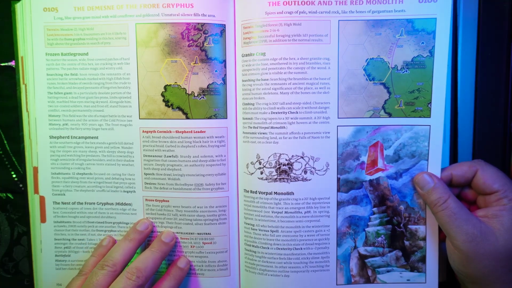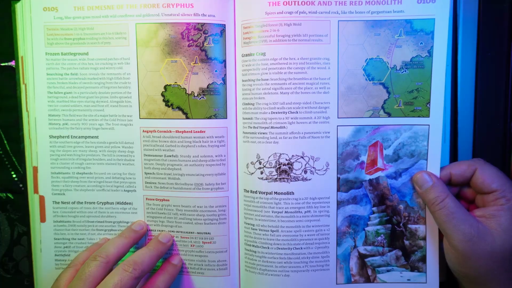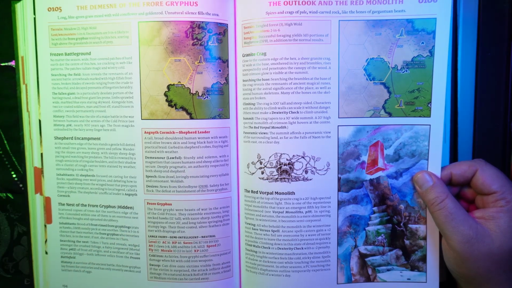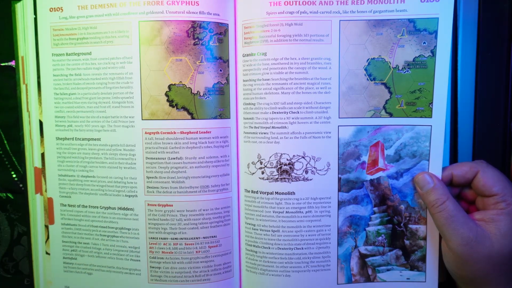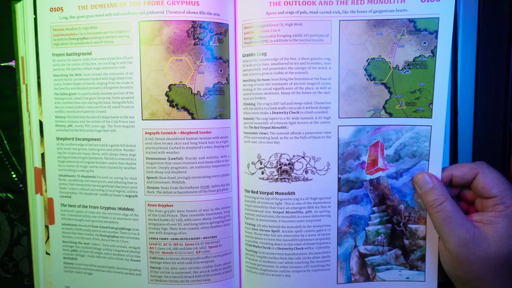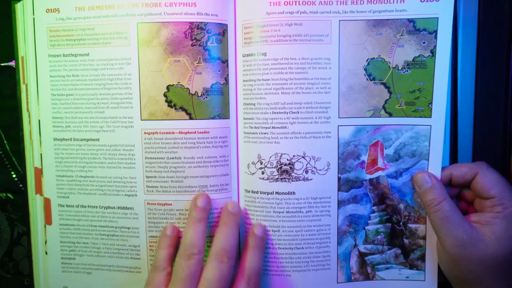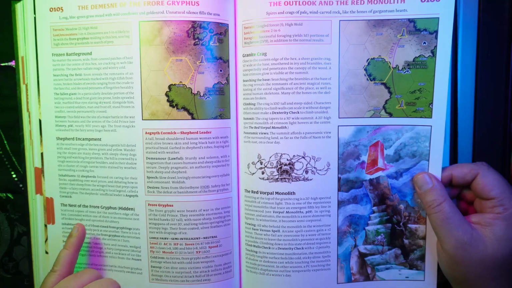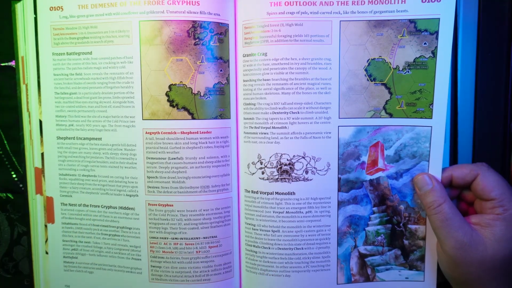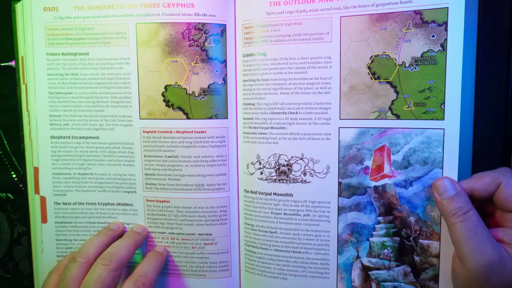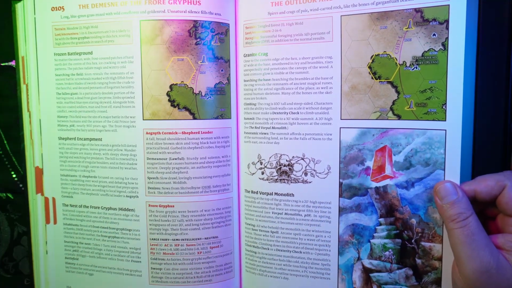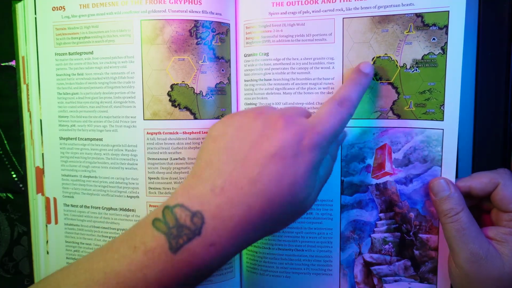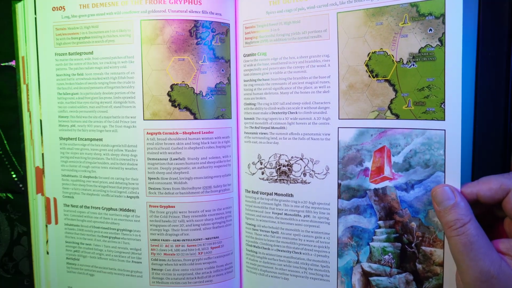Demesne of the Frore: long blue-green grass mixed with wild coneflower and goldenrod. Unnatural silence fills the area. Again, you're getting pretty close to the circle of Chell. And yeah, the nest of the Frore is hidden here. Look at this crazy art. The outlook and the red monolith. There's a huge red monolith up on a hill here.